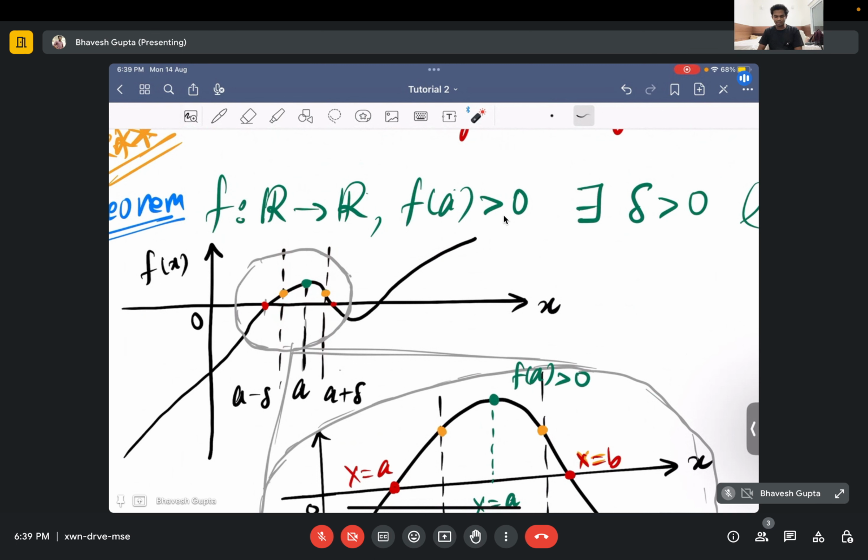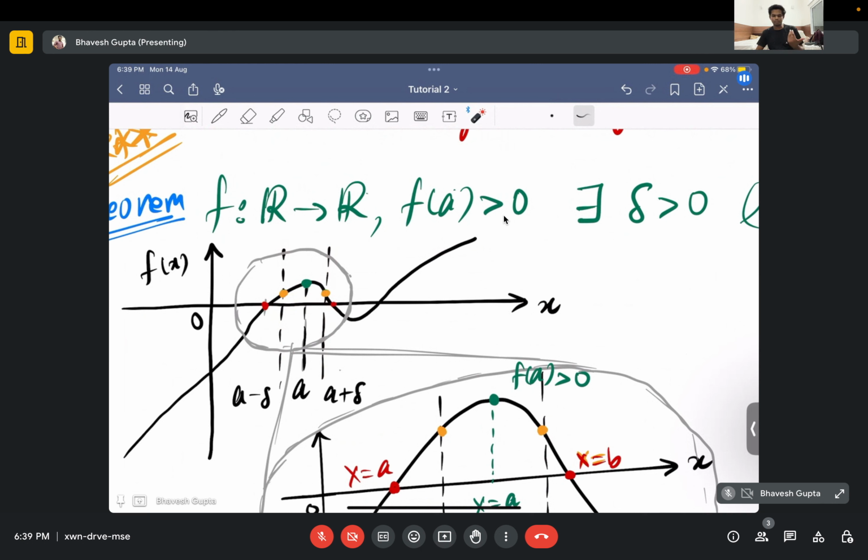So what do I see? That the values inside this interval, and if I try to calculate the value of the function in that interval, which gets mapped over here, they all are positive values. They are not the negative values. Okay. And these red dots are basically the roots.